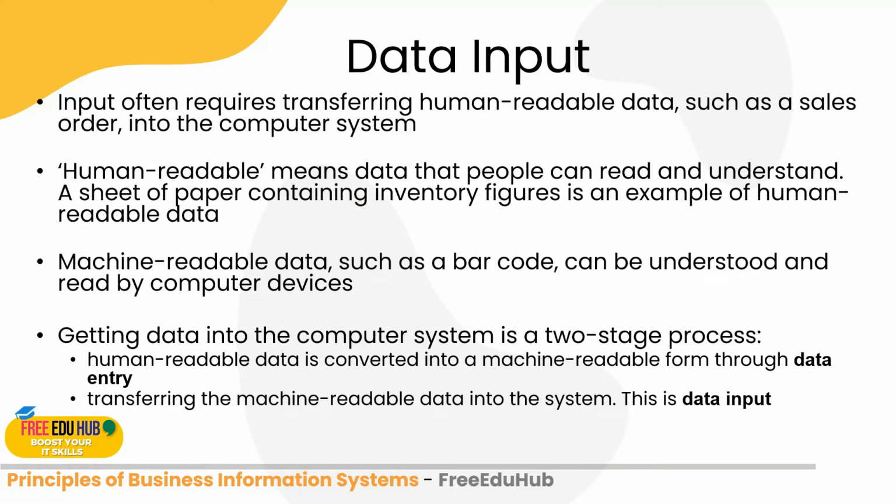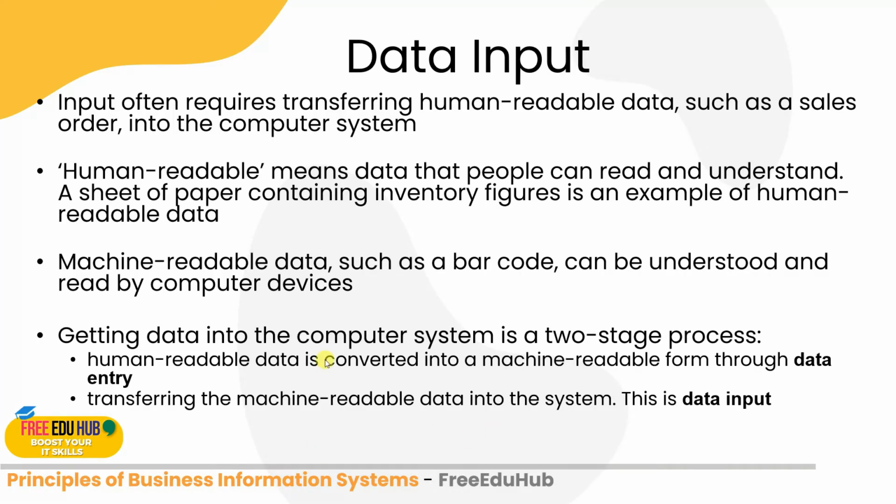Getting the data into the computer system is a two-stage process. Human readable data is converted into machine readable data in the form of data entry. So once an employee receives the items at the storehouse, he'll note down the items, and then once he feeds the data into the computer through data entry, it becomes computer readable data. Now, transforming the machine readable data into the system is the data input, just like at the point of sale, where we are scanning the data from the barcode.